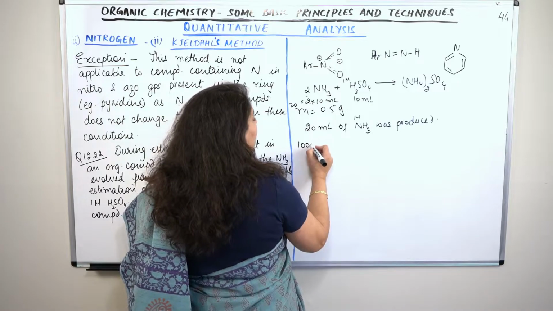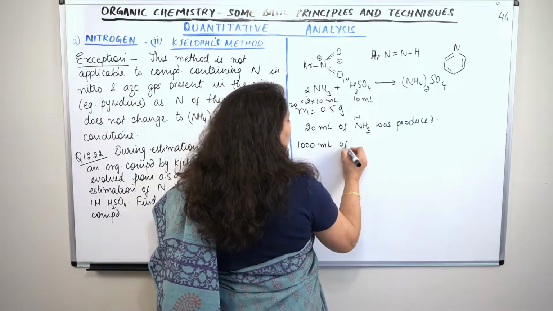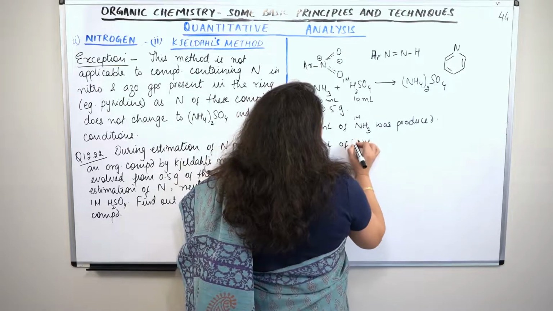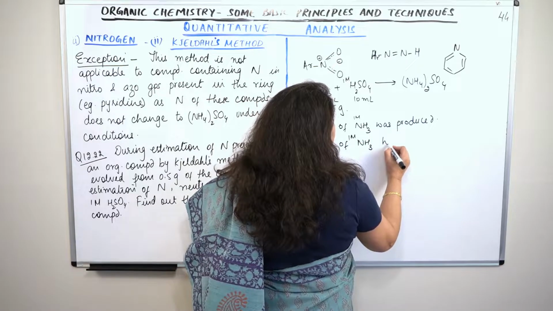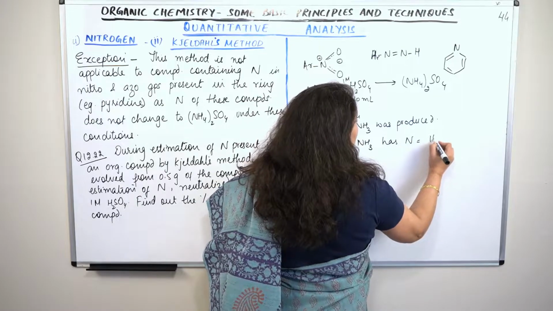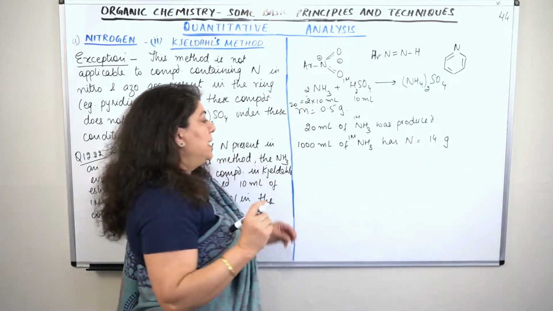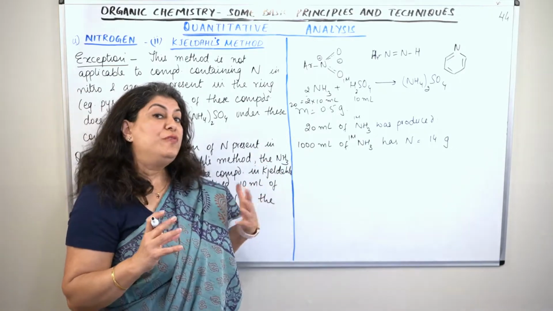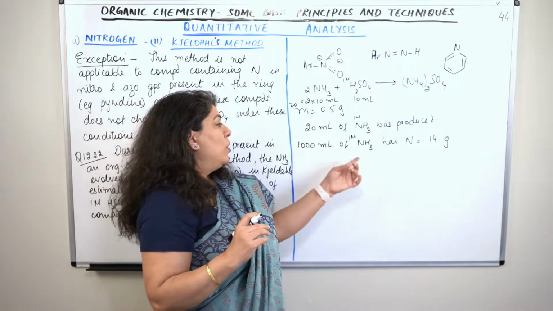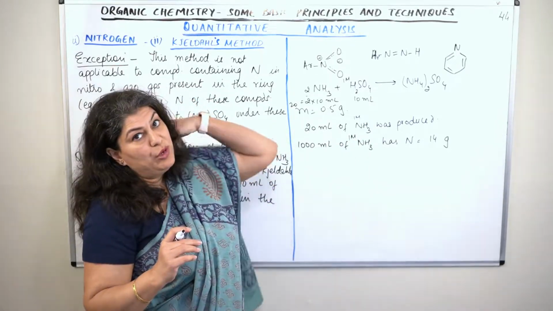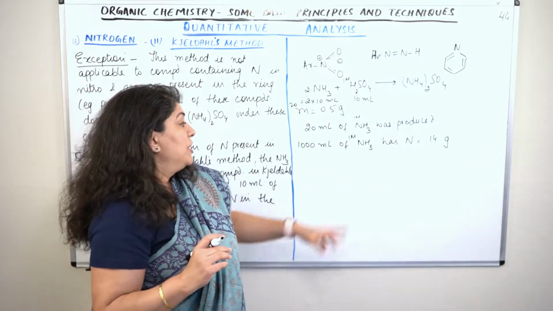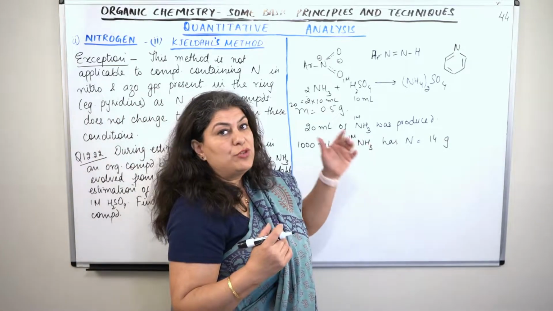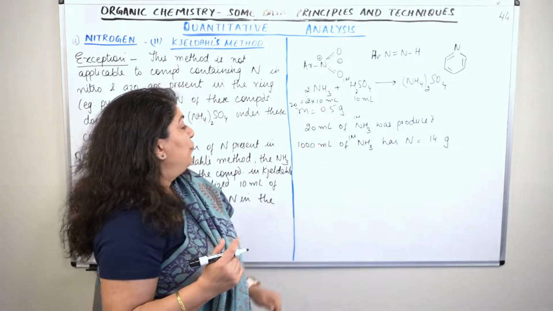So 1000 ml of 1 molar ammonia has nitrogen equal to 14 grams. We know this: in 1000 ml of 1 molar ammonia, the mass of nitrogen will be 14 grams, because the mass of 1000 ml of 1 molar ammonia would be 17 grams. 3 grams is hydrogen, so you're left with nitrogen, so the mass of nitrogen is 14 grams. So that is 14 grams.